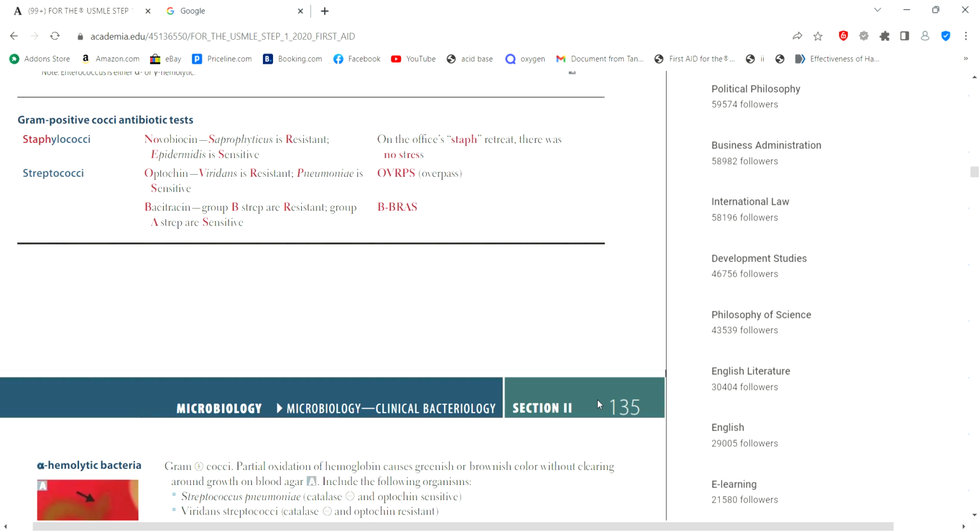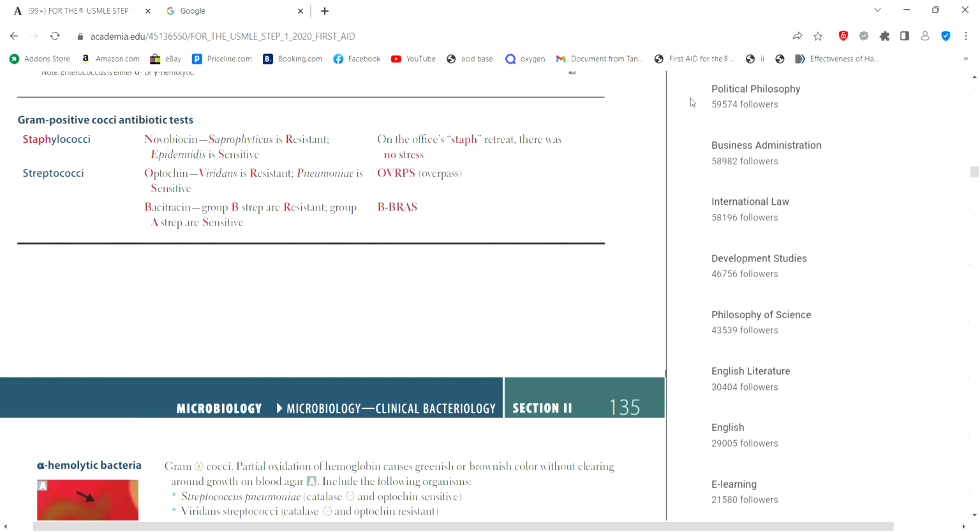And then Group A strep, which is Streptococcus pyogenes, is sensitive. It is sensitive to bacitracin, and it is also PYR positive. Okay, so that's what this means. I just remember this from the algorithm up there.